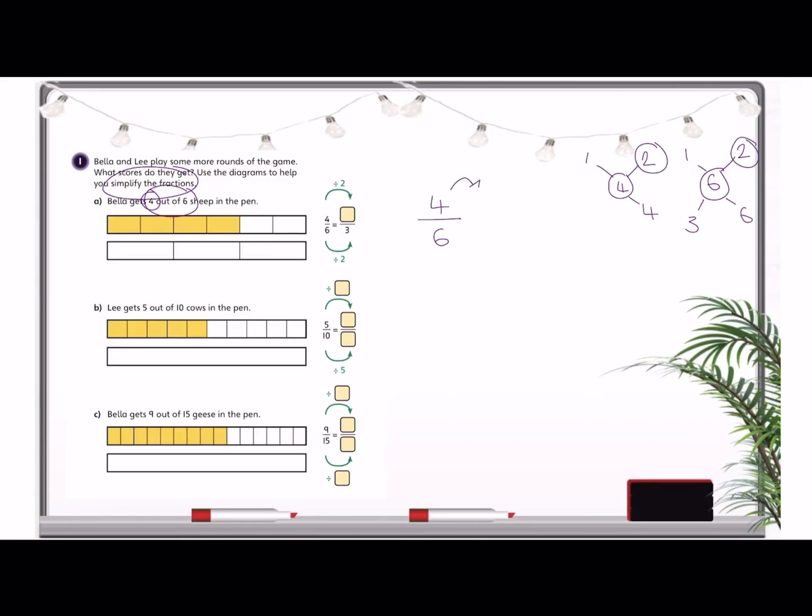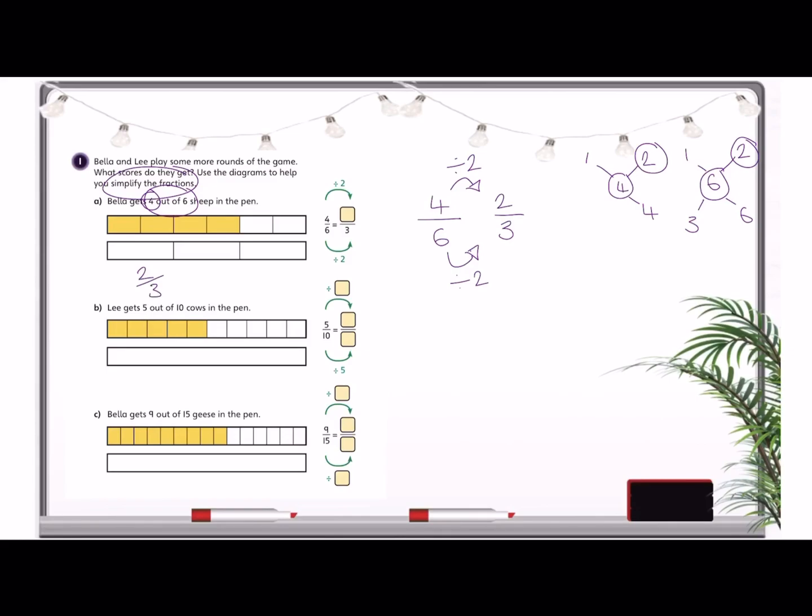So we're going to divide the numerator by 2, always remembering to do the same to the bottom as we do to the top. So we're dividing by 2 again. So 4 divided by 2 gives us 2, and 6 divided by 2 gives us 3. So therefore, we can see that Bella gets 2/3 of the sheep into her pen.